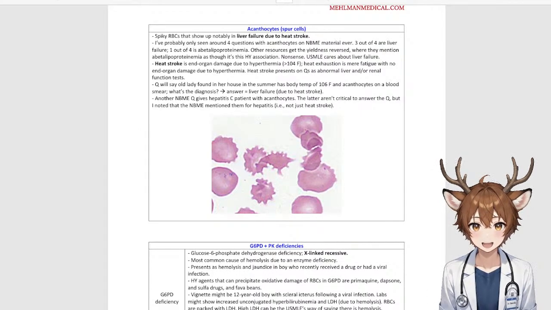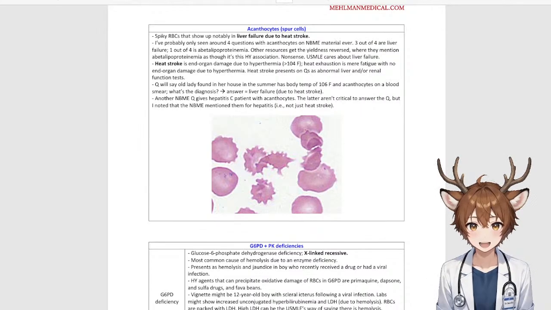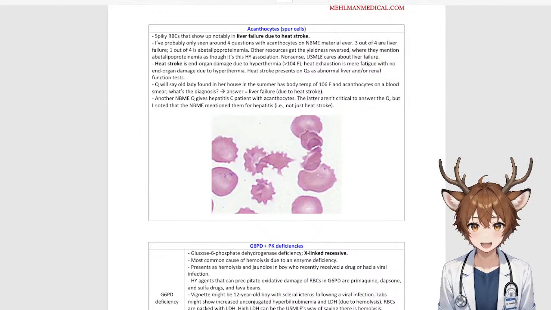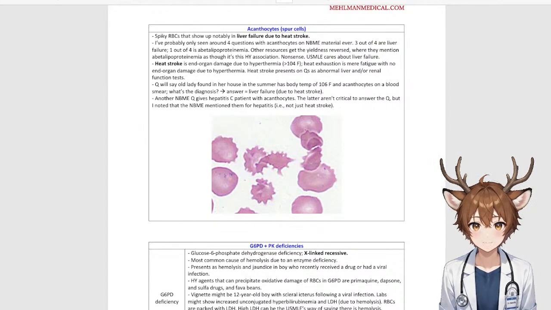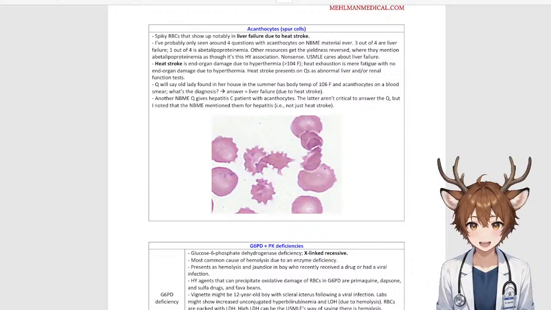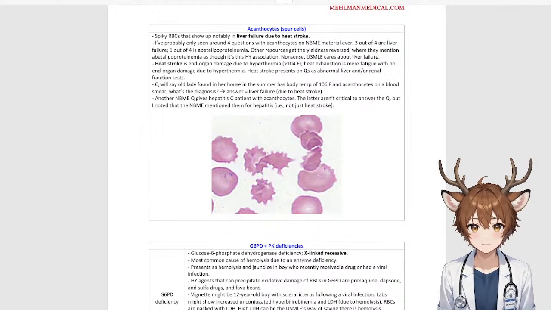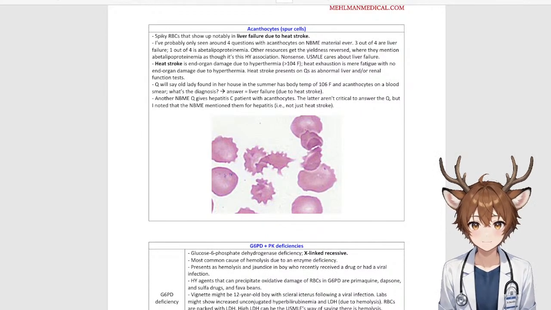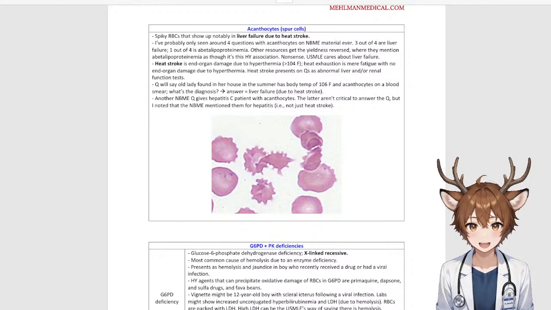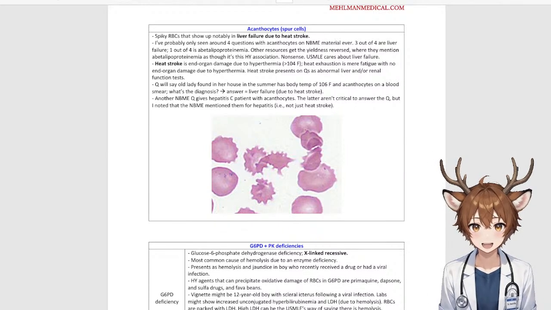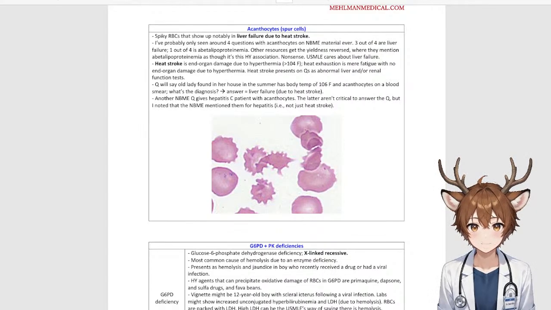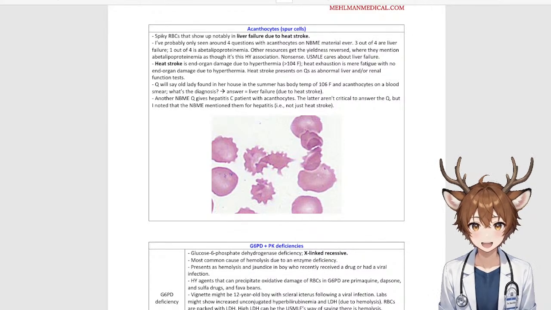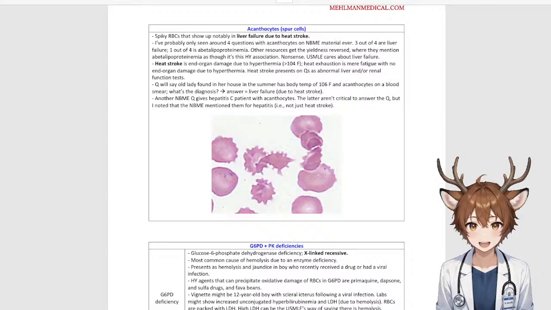Acanthocytes, spur cells, spiky RBCs, show up notably in liver failure due to heat stroke. I've probably only seen around 4 questions with acanthocytes on NBME material ever. 3 out of 4 are liver failure. 1 out of 4 is abetalipoproteinemia. Other resources get the yield reversed, where they mention abetalipoproteinemia as though it's this high-yield association. Nonsense. USMLE cares about liver failure. Heat stroke is an end organ damage due to hyperthermia greater than 104 degrees Fahrenheit.